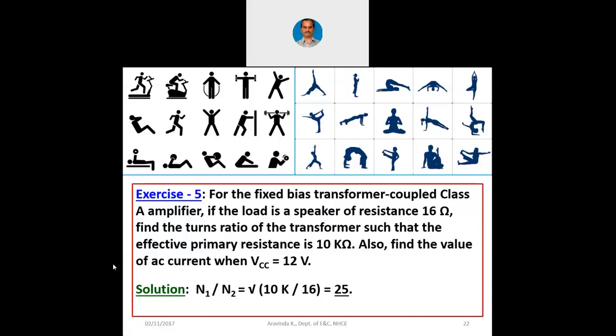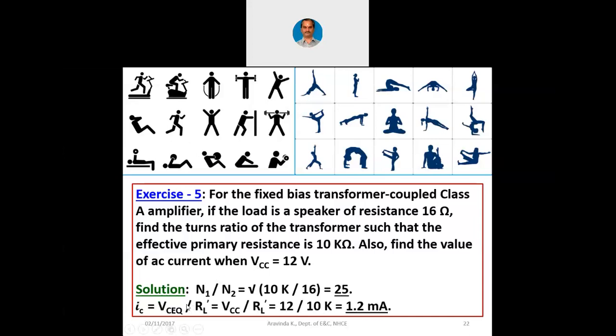Am I right? No. N1 by N2 is 25 means N1 is 25 times larger than N2. So if N2 is 10 turns, N1 is supposed to be 250 turns. It is 250 is to 10 or 25 is to 1. That is the turns ratio, because it is a step down transformer.